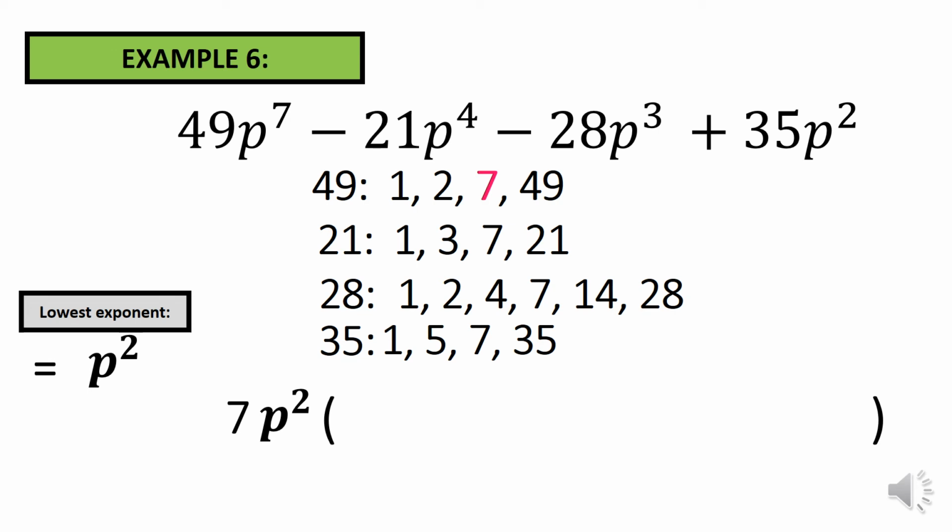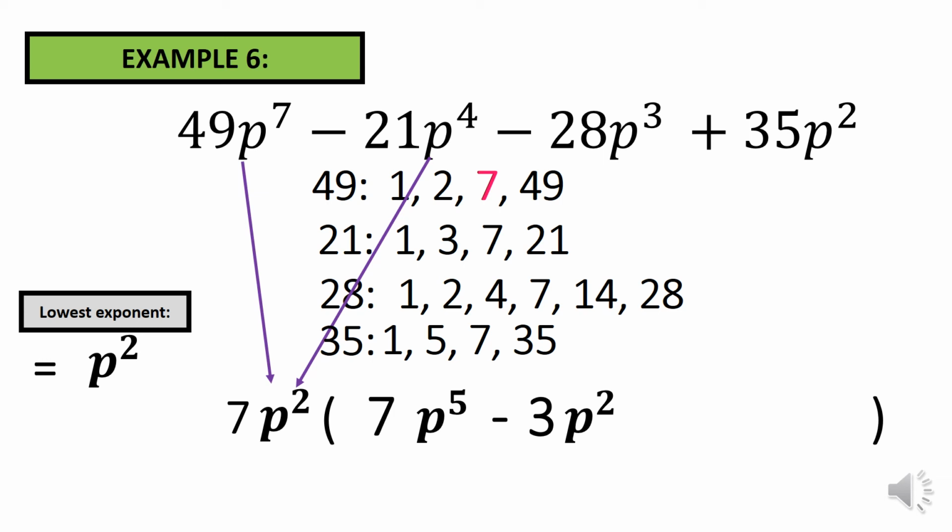You have 49p raised to 7 divided by 7p squared. 49 divided by 7 is equal to 7. And then p raised to 7 divided by p squared: 7 minus 2 is equal to 5. Then copy letter p. For the second term, we have minus here, so just copy. Then divide the second term: 21 divided by 7 is equal to 3. And for the variable, p raised to 4 divided by p raised to 2 is equal to p squared.